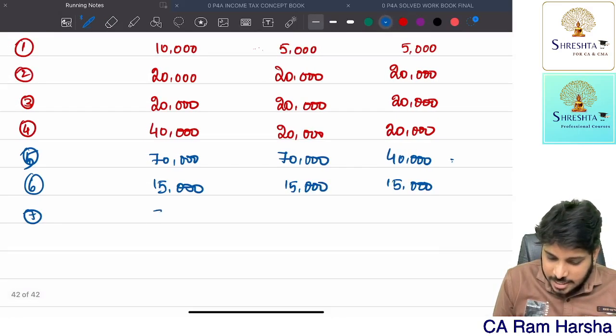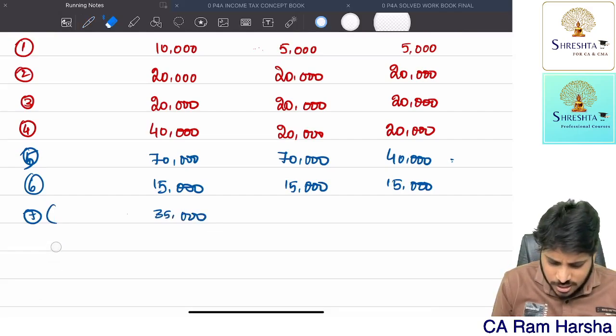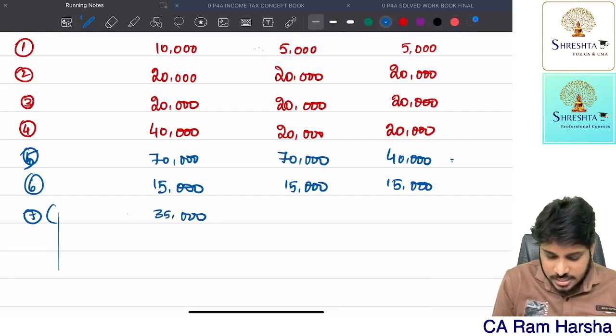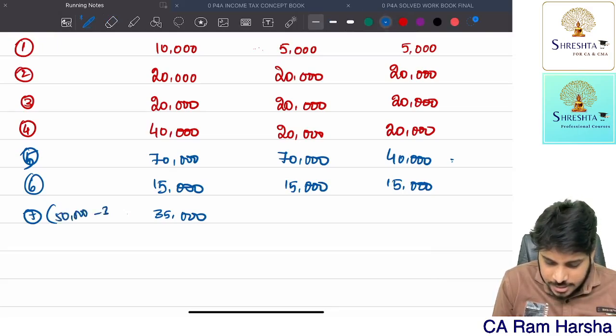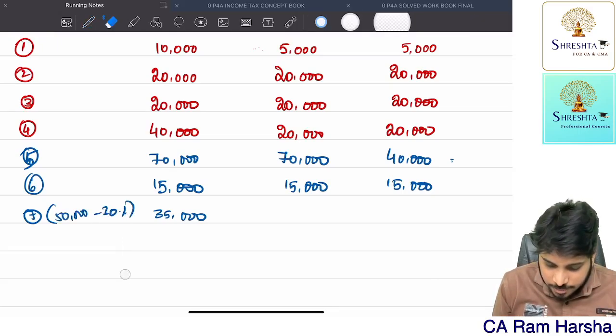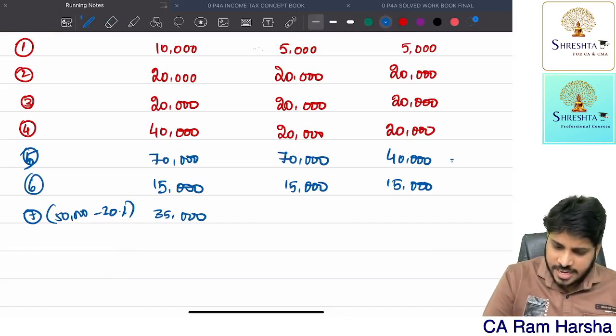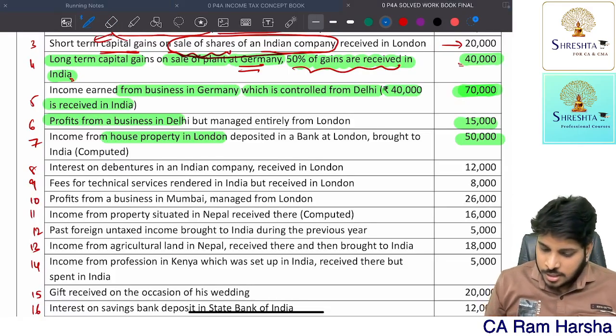I am taxing net income as per income tax rule. Sir, what is this 30%? Don't worry, we will discuss that in the next chapter. So he is getting how much rent? 50,000 minus house property deduction, which is 30%. That's it. Fine. Anyhow, let us go back.